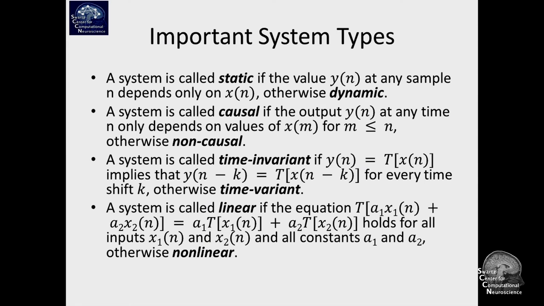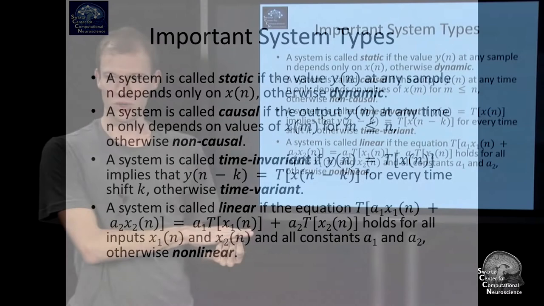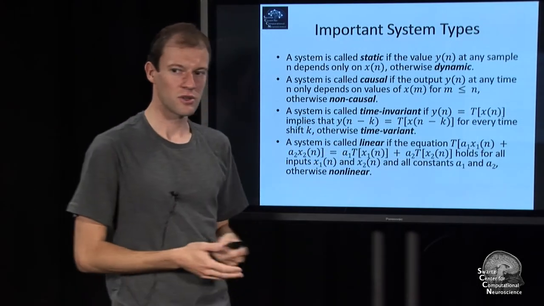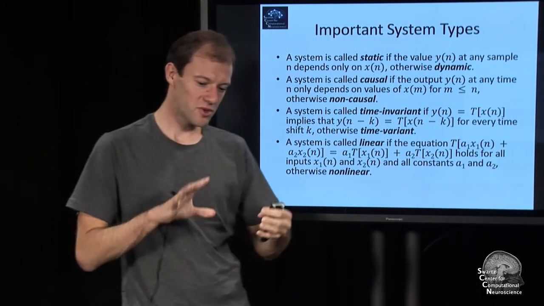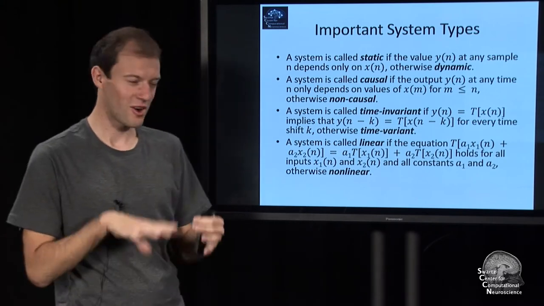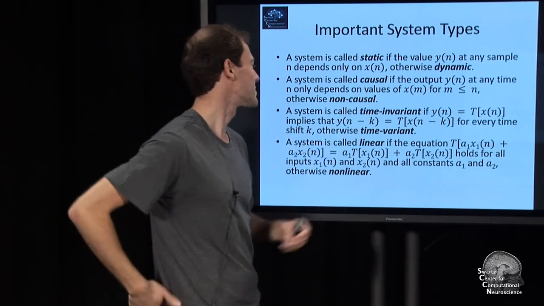Otherwise, it's called dynamic. A system is called causal if the output yn at a given time n only depends on values xm for m smaller or equal to n. So it does not look into the future, in a sense. Otherwise, it's called non-causal. And so if you built a BCI physically, obviously it cannot look into the future, so it has to be causal.